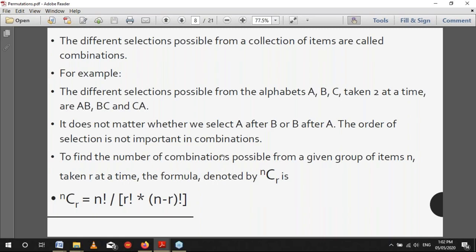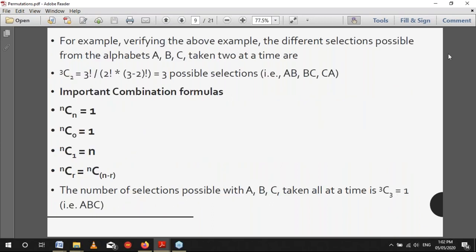Among a set of 5 black balls and 3 red balls, how many selections of 5 balls can be made such that at least 3 of them are black? So how do we go about that?